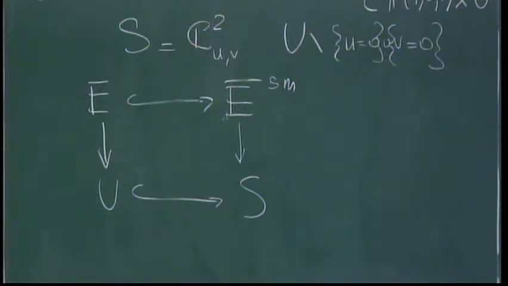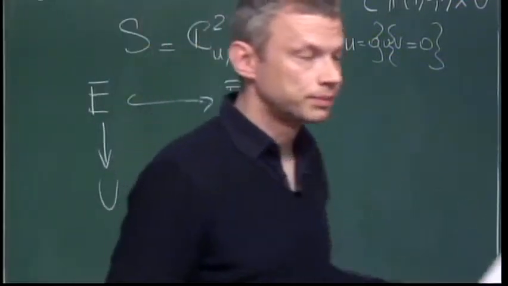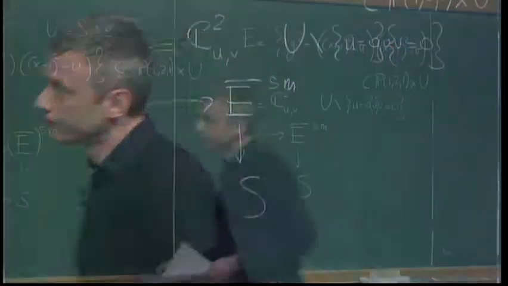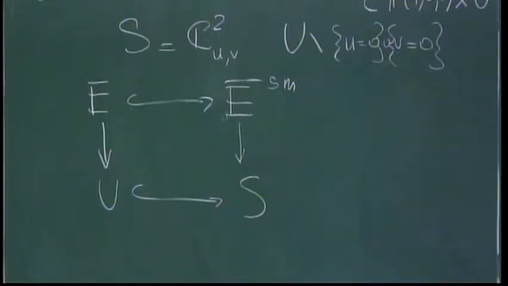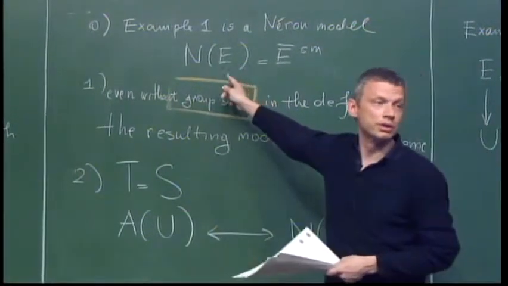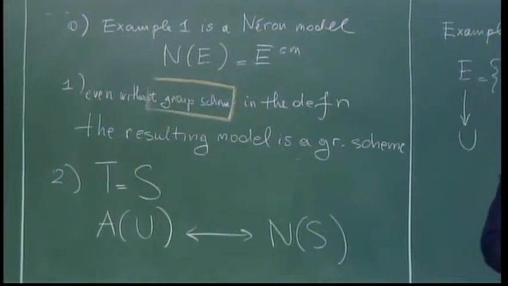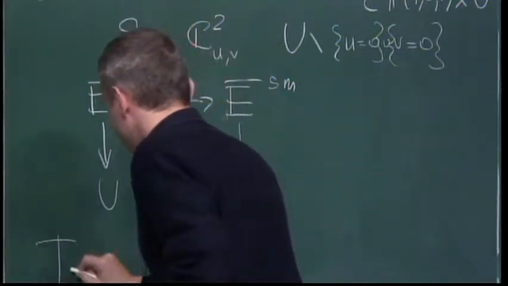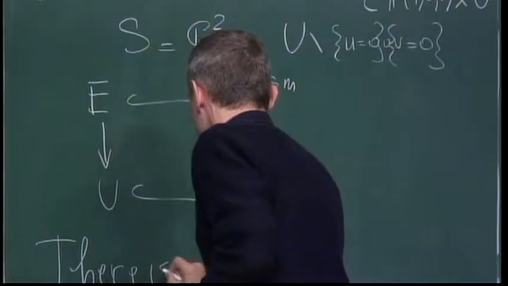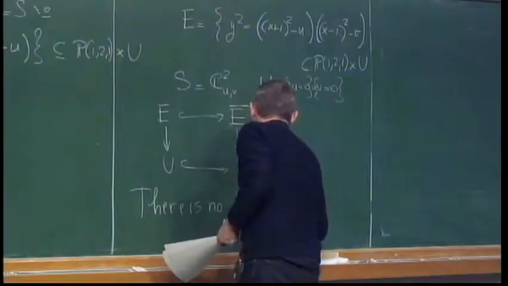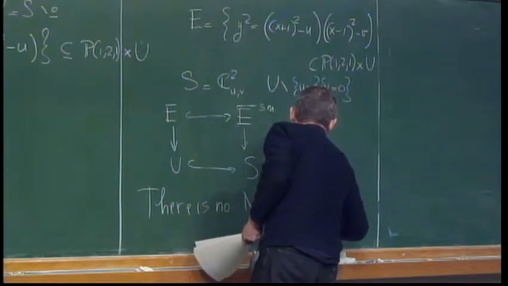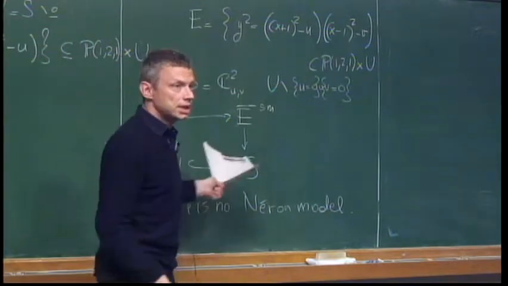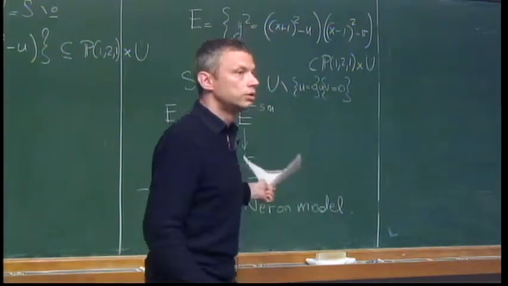And one can wonder if this is, again, a good model. And the answer is no. How can I say this? Well, I cannot even say it in this way, because using this notation amounts to saying that I actually know that there always exists a Néron model. In this specific case, there is no Néron model.